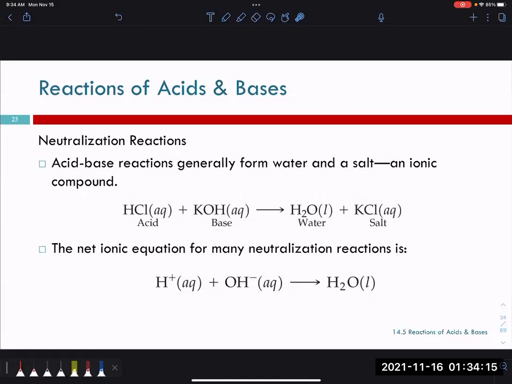So the net ionic equation for many neutralization reactions, have you guys covered net ionic equations? I don't know if we did. I don't think so. Okay. Yeah, me either. Maybe we don't cover it. It's in one of the questions for chapter 12, but it's not in chapter 12, so I'm not sure why that is. That's okay.